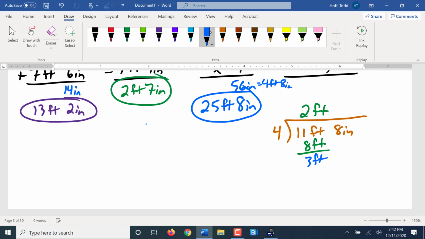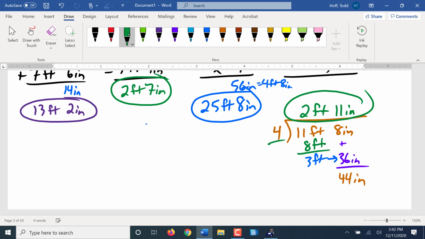3 feet. Before I can bring down the 8 inches, what do I have to do to the 3 feet? Make it inches, right? 36 inches. So now I have 8 inches plus 36 inches is 44 inches. 44 divided by 4? 11 inches. So that's 2 feet, 11 inches. Any questions on that one? The division is where most people struggle.